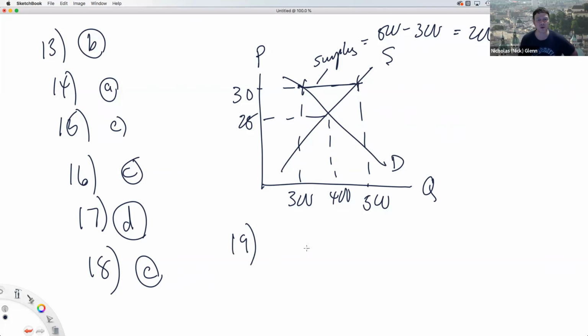19, when two countries gain from trading two goods, let's look at the choices here. When the first country can only produce the first good and the second country can only produce the second good, well, that's a good reason to trade. Because the first country may want the second good and the second country may want some of the first good. So that's a reason to trade.